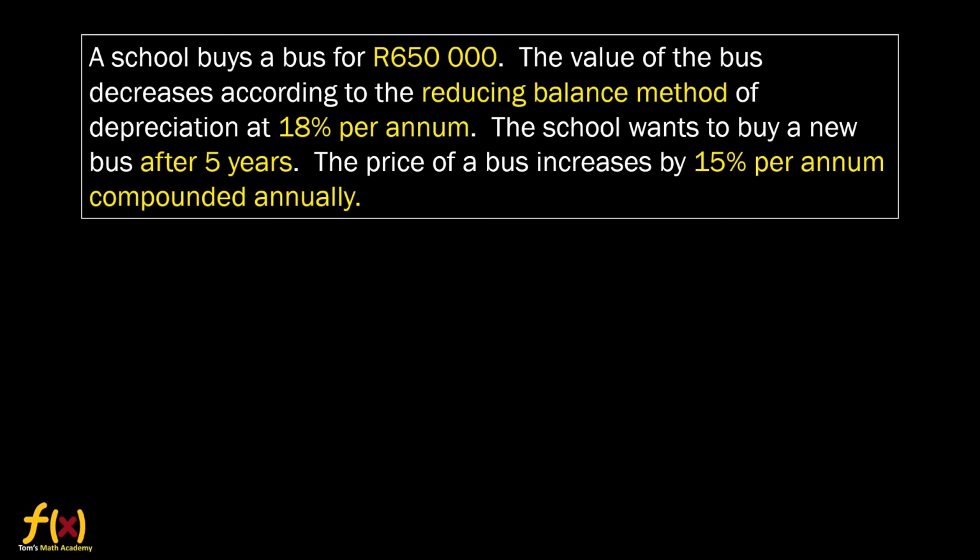Example, a school buys a bus for 650,000. The value of the bus decreases, of course, according to the reducing balance method, 18% per annum every year. The school wants to buy a new bus after 5 years. The price of a bus increases at the same time, 15% per annum, inflation.